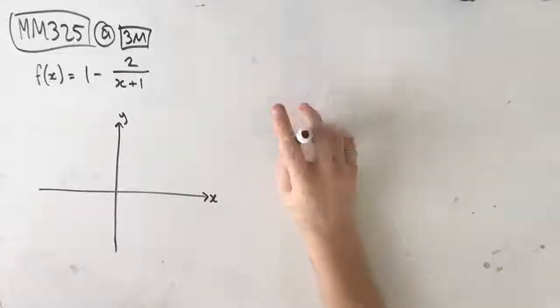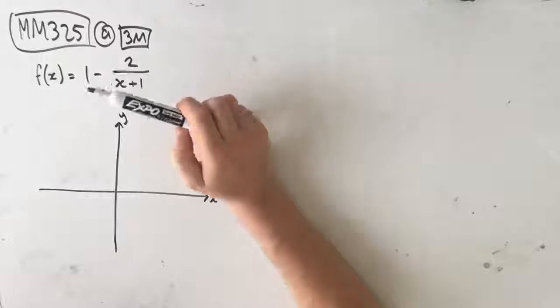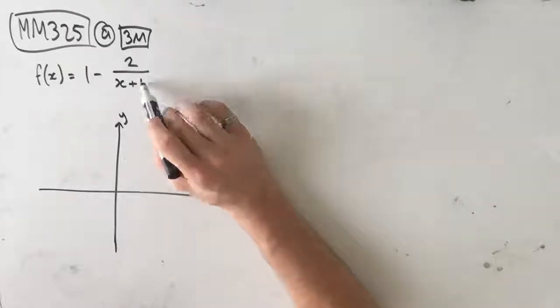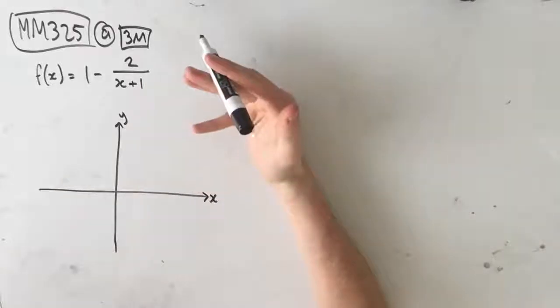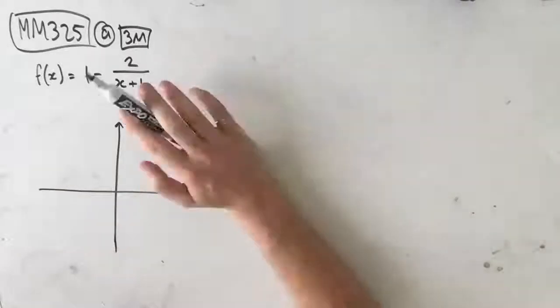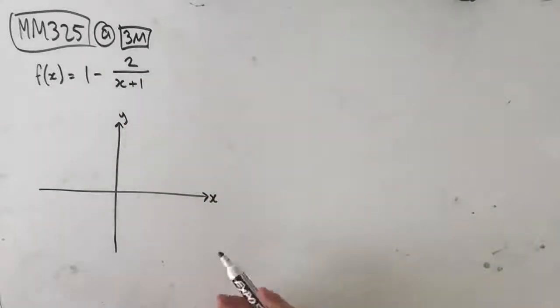Hey guys, welcome to question MM325 of the Maths Methods Fortify study guide. So, in this question we've got a function f of x equals 1 take 2 over x plus 1, which is a hyperbola, so we need to recognise that straight up. And part A, which is a 3-mark question, says sketch the graph of f, label the axis-intercepts with their coordinates, and label any asymptotes. Awesome.